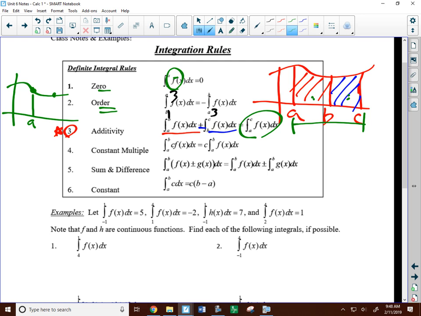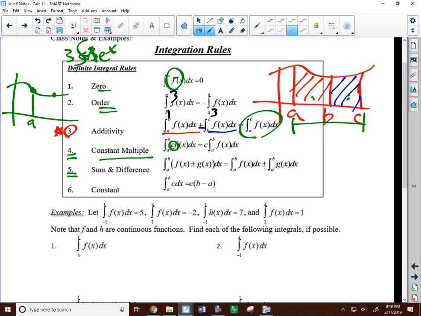The next two are just very similar to limits, derivatives. It's the same kind of thing. Constant multiple rule. So you remember for derivatives and limits, it was like, oh, if you're doing the derivative of 3 times e to the x, or 3 times something, you can just pull the 3 out.